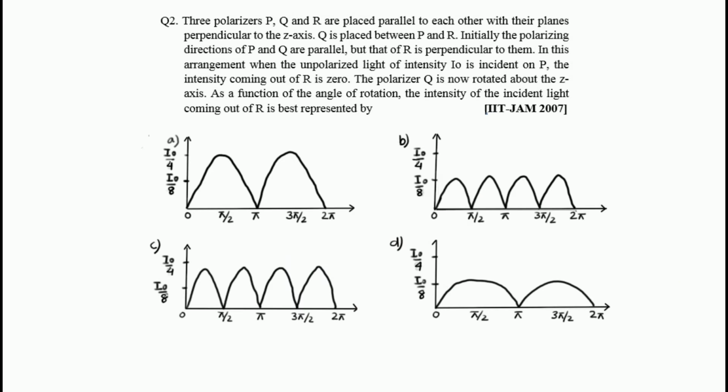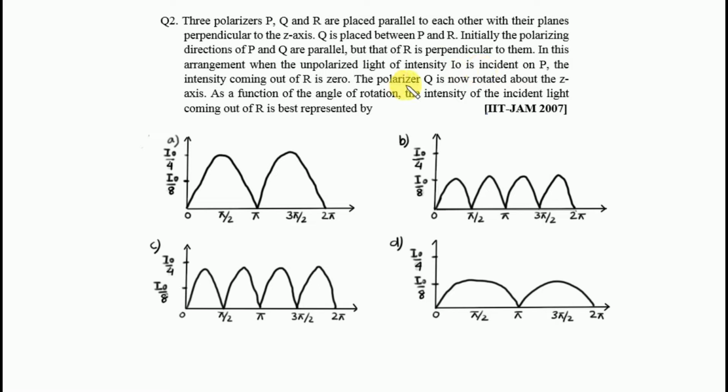Three polarizers P, Q and R are placed parallel to each other with their planes perpendicular to the axis. Q is placed between P and R. Initially, the polarizing directions of P and Q are parallel, but that of R is perpendicular to them. In this arrangement, when the unpolarized light of intensity I0 is incident on P, the intensity coming out of R is 0.